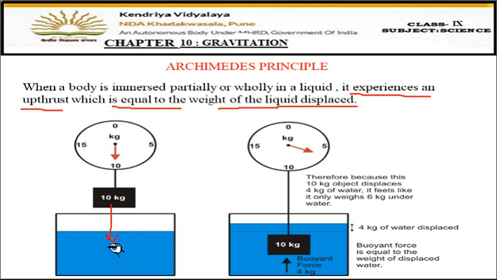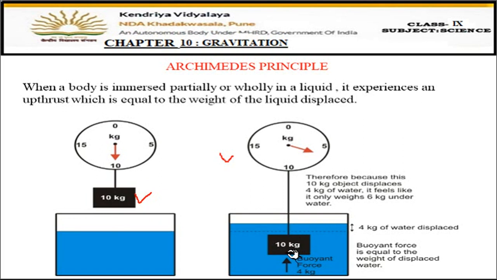So the weight of that displaced water is equal to the buoyant force applied on the object, and this is called the Archimedes principle. So let's see with an example. See, this is an object of 10 kg weight, and now we are immersing it in water, right? So in the second diagram, you can see that it is immersed in the water or any of the liquids.